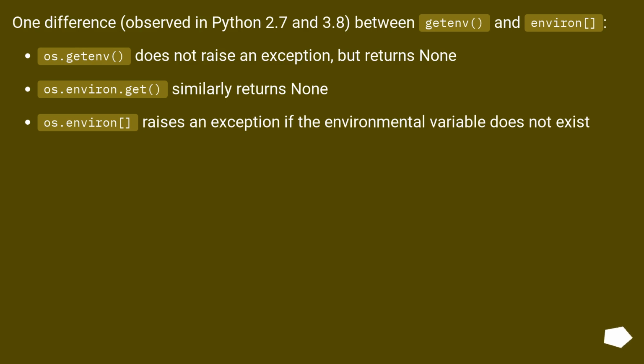One difference observed in Python 2.7 and 3.8 between getenv and environ: os.getenv does not raise an exception, but returns None. os.environ.get similarly returns None. os.environ[] raises an exception if the environment variable does not exist.